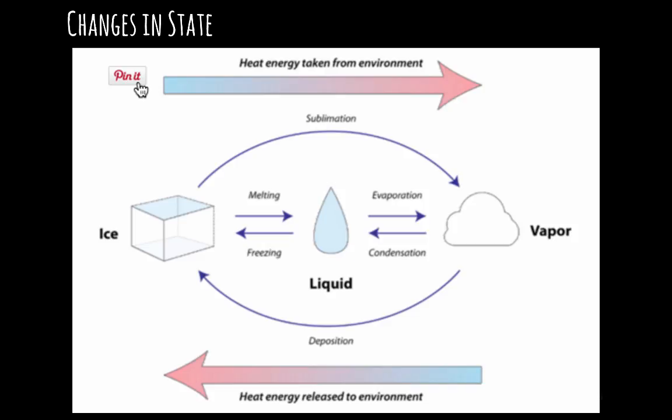If it goes in the opposite direction, from a gas to a liquid to a solid, then heat is going to be released. Going from a liquid to a vapor is called vaporization. Evaporation, the term they have listed here, is actually vaporization at the surface of a liquid. If you go straight from a solid to a vapor, that's called sublimation. Going in the opposite direction, from a gas to a liquid is called condensation. A liquid to solid is freezing, and straight from a gas back to a solid is called deposition.